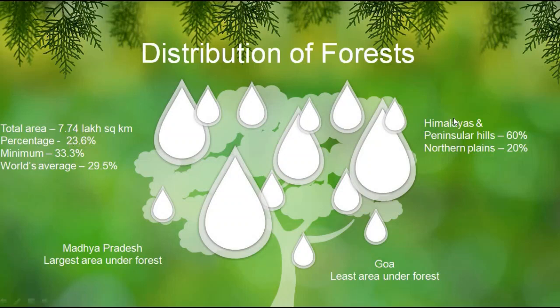So we have 60% of the area under forest in the Himalayas and peninsular hills, and in the northern plains only 20%.